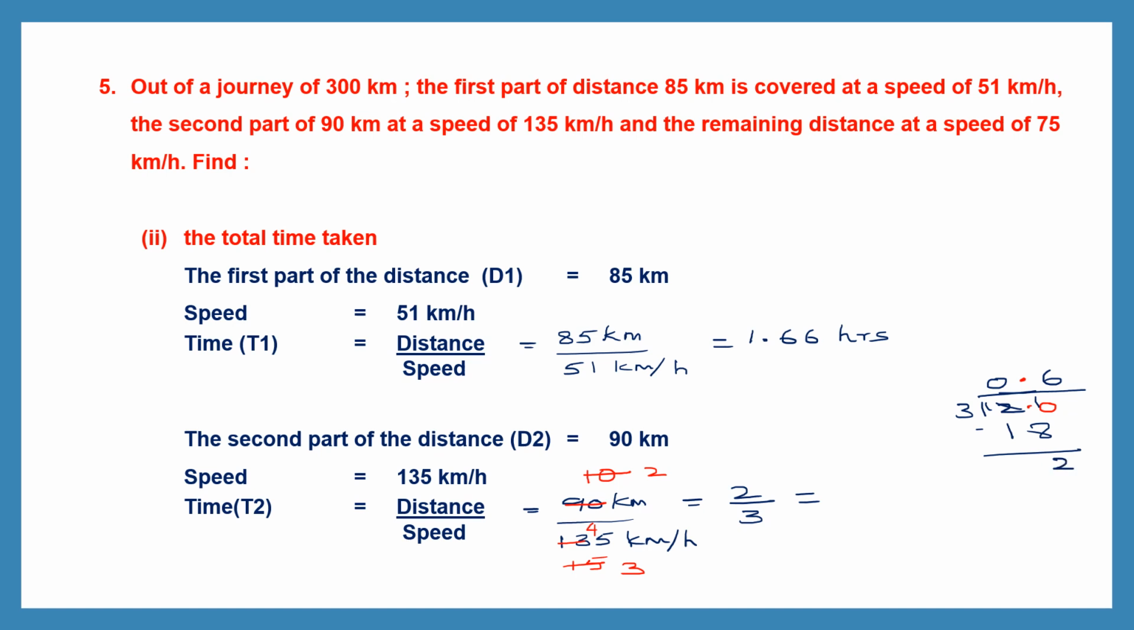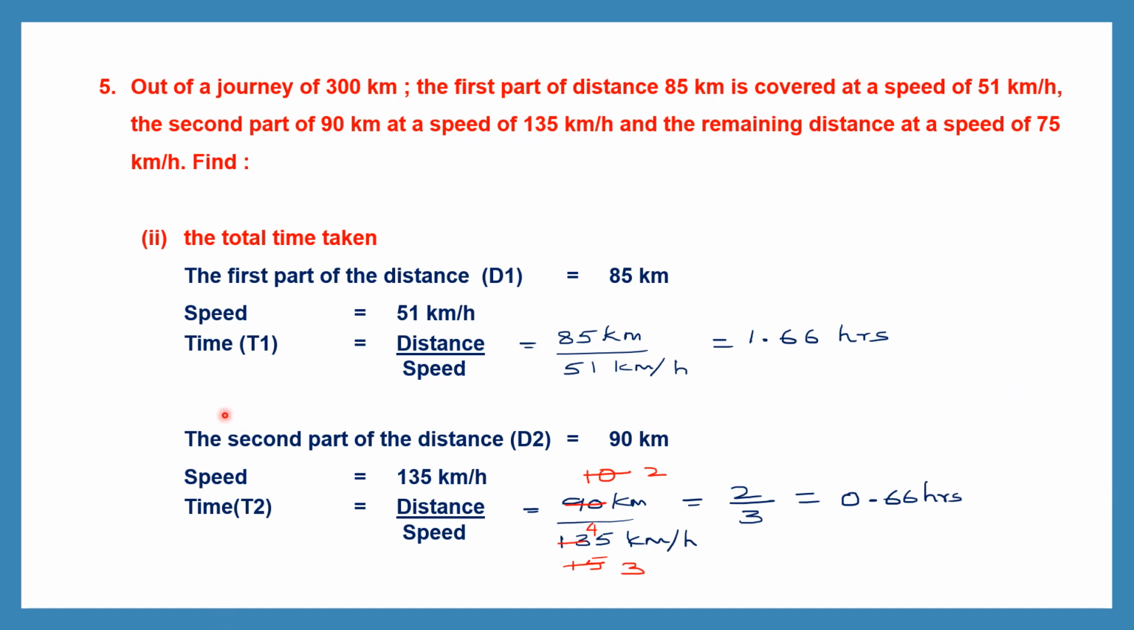So continue the division by putting a 0. Bring that 0 down. Now number is 20. 3 sixes are 18 minus. Now here also can you see this is going to go on and on. So again we have a non-terminating decimal in the quotient. So let's take only 2 decimal places. So let's write this as our answer here. That is 0.66 hours since we're talking about the time.